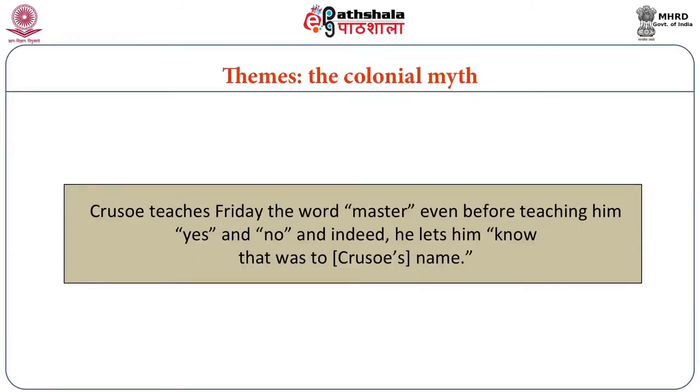He says that Crusoe teaches Friday the word master even before teaching him yes or no. And he tells him, that is my name. Master is what you call me. Right? So the master-subject relationship is put in place right there. So along with his imperialist spirit, we also have this master-subject kind of spirit, and it does not allow him to see Friday as either an equal or a companion. It is always in a position of inferiority that he looks then at Friday.